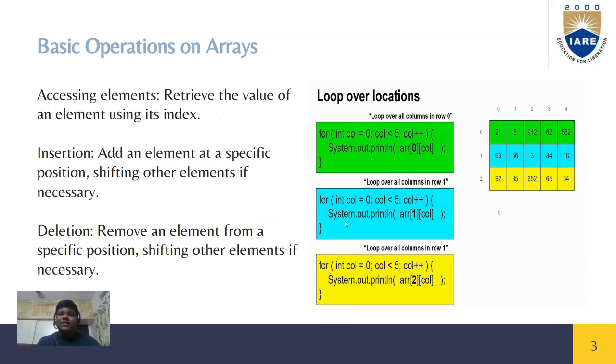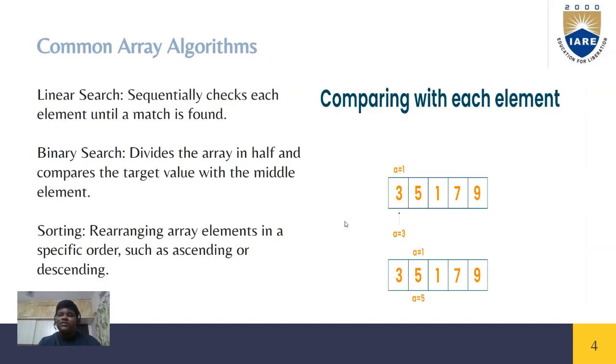Basic operations on arrays. Accessing elements. Retrieving the value of an element using its index is one of the primary and most used properties in arrays. Next is insertion. Adding an element at a specific position, shifting other elements if necessary. Deletion. Remove an element from a specific position, shifting other elements if necessary. As you can see, we use loops in arrays in many locations.